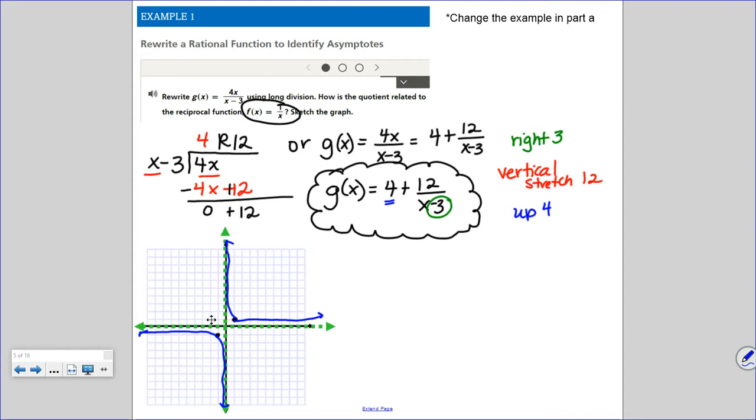So here I have the parent function right now graphed, 1 over x. Right here, this is the graph of 1 over x.